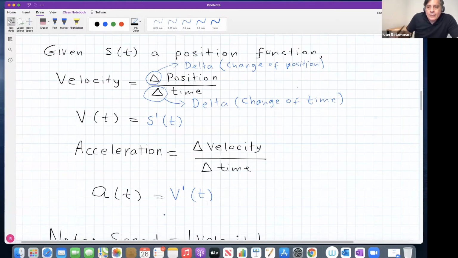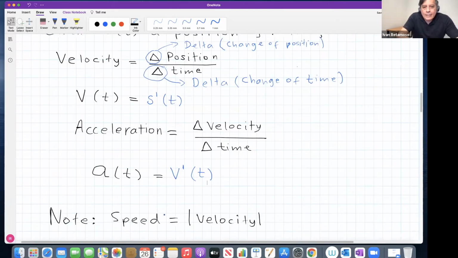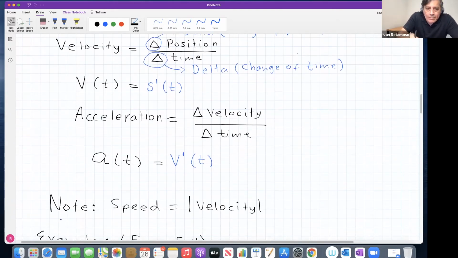All right, so now something else. Big note here is speed. Sometimes they will ask you to figure out speed. It's just the numerical value of the velocity. The velocity has a direction. You could be moving in this direction to the right. You could be moving in this direction to the left.